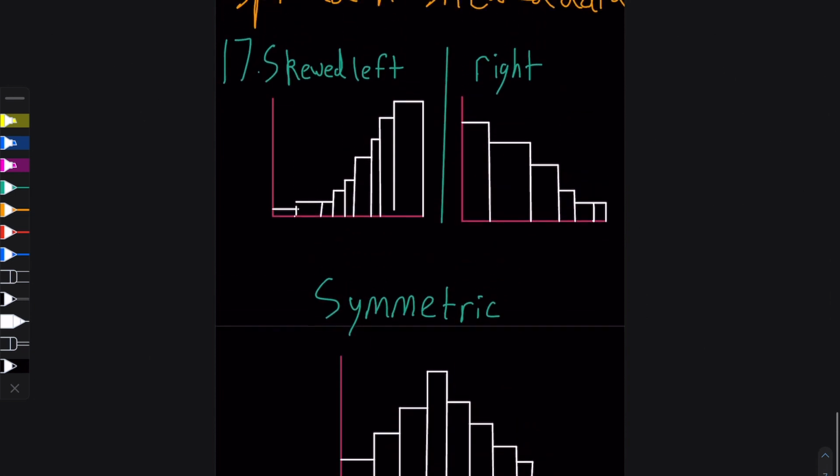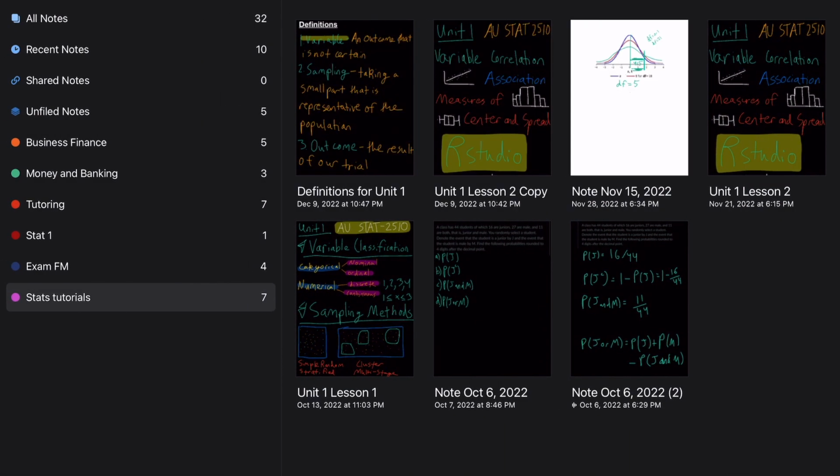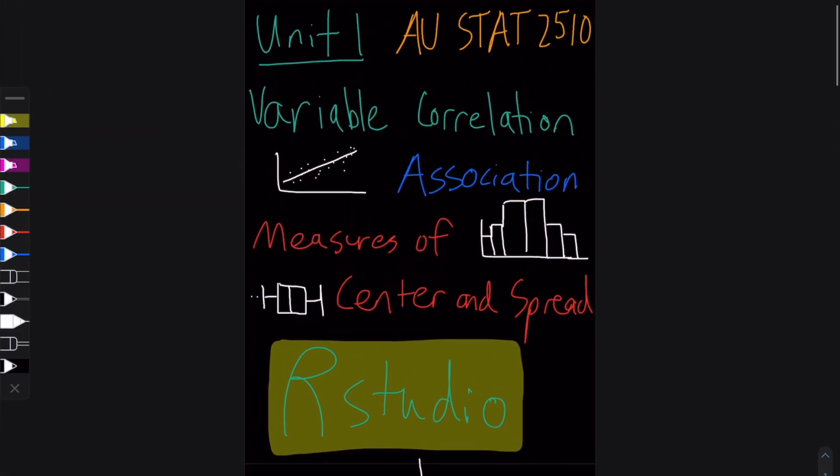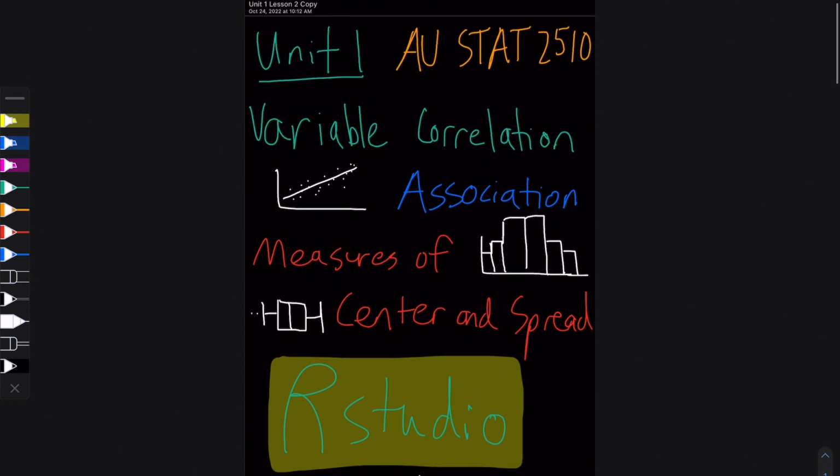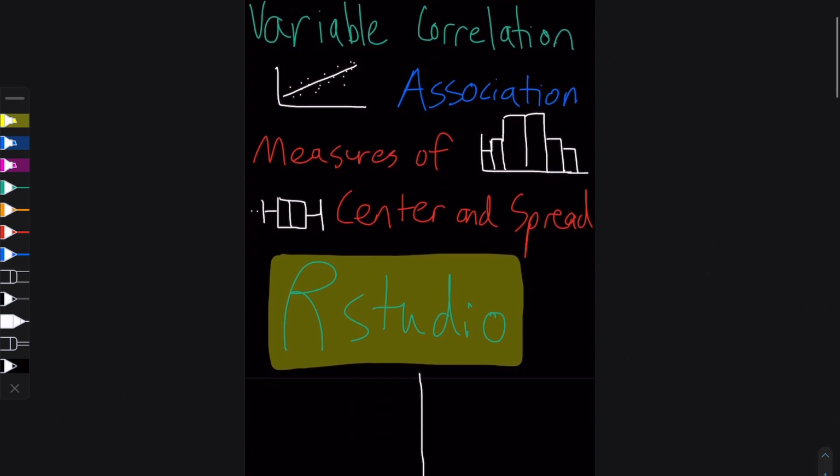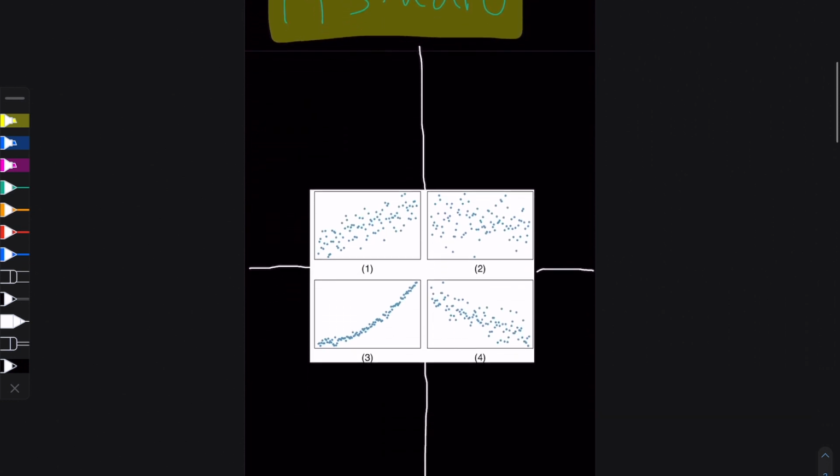And then I've already showed you the skewed left, skewed right, and symmetric. Then it's just skewed whichever way the data trails off in. So right, left, symmetric. All right, so now we will move on to working some problems. And as you can see, this video will be variable correlation, variable association, measures of center and spread, and then we'll throw some RStudio in there at the end to teach you some basic functions for RStudio.